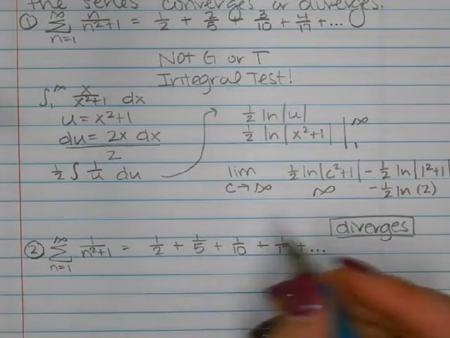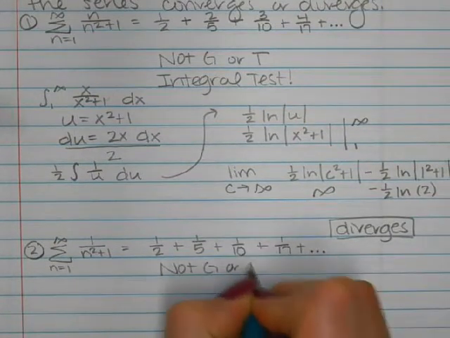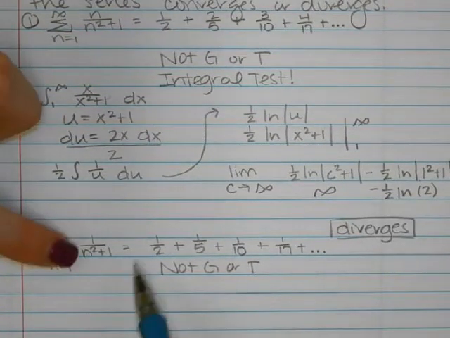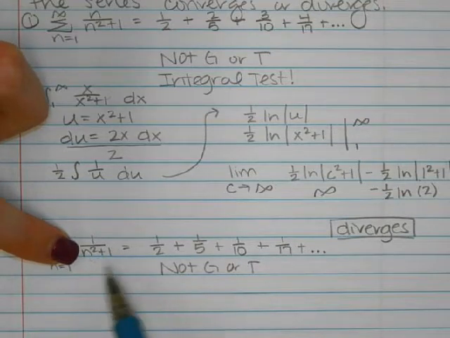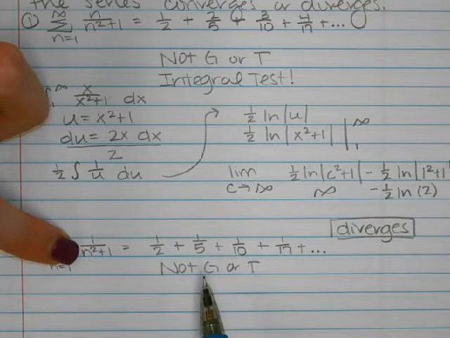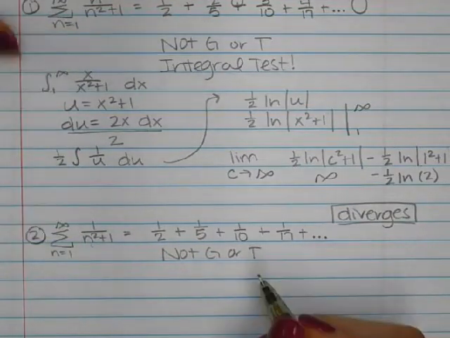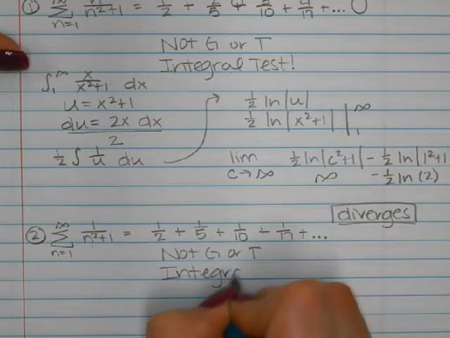So here again, I'm going to conclude this is not geometric or telescoping. If I were to try to do the nth term test, if I did the limit as n goes to infinity of this, I would find that that limit was 0. If it equals 0, that's when the test is inconclusive. So the nth term test is not helpful for us. So that makes this an integral test.